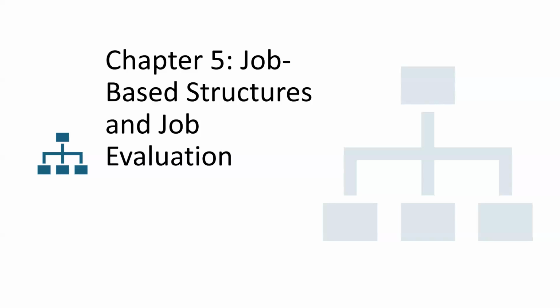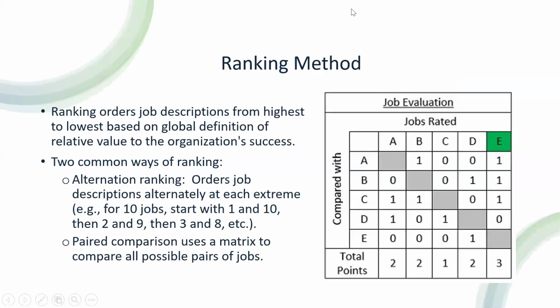So let's go through some of these methods. There's 3 that our book talks about specifically. The first is the ranking method, and it's just what it says it is. You're going to rank order the jobs in your organization from highest to lowest based on some generic definition of relative value to your organization's success so that the highest ranked jobs are paid the most and the lowest ranked are paid the lowest. There are 2 common ways of doing the ranking.